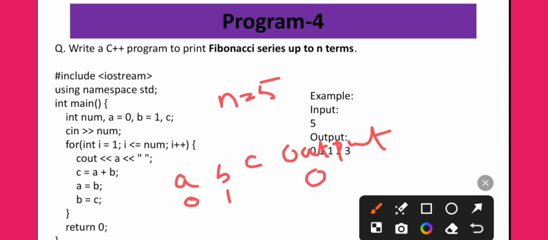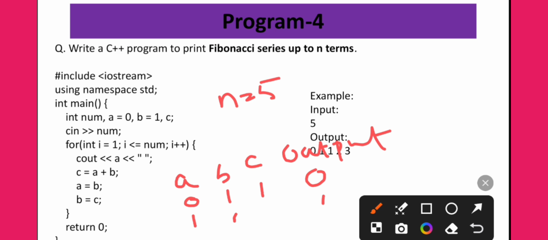Next we write c is equal to a plus b. So c will become what? c will become 1, since we are adding a plus b. Then we write a is equal to b. So b was 1, so for the next time we will have 1. b is equal to c, and c was 1, so we will have 1. Now we will display a. So a is 1, so we will display 1.